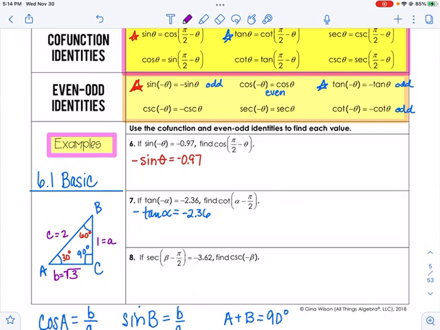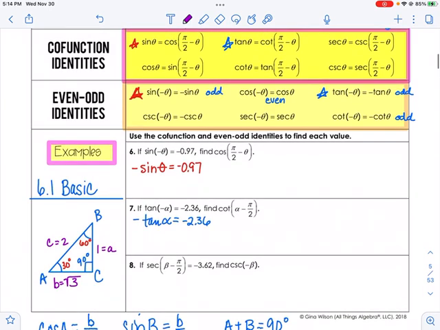It says, use the cofunction and even-odd identities to find each value. We're looking for, in the end, the cosine of pi over 2 minus theta. But we're given that sine of negative theta is equal to negative 0.97. So you can see that the first step I take is the relationship with the red star, sine of negative theta is equal to negative sine theta. So that is true. So I'm going to simplify that. Wait a second, I have sine theta then equal to 0.97, right?